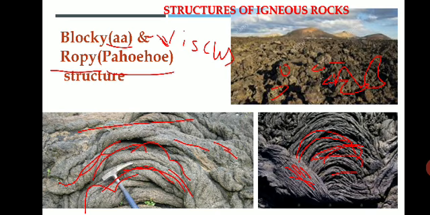And blocky and ropey structure. Blocky structure is commonly shown by the lava which is acidic in composition, the lava which is highly viscous, which cannot flow for a greater distance. After cooling or solidification, the surface of such lava is covered with very rough jagged angular blocks of all dimensions, and that is called the blocky or simply AA structure, and it is characteristic of viscous lava. Whereas the basic lava is very mobile because it has low viscosity, such lava can flow for a greater distance, and while cooling, it results in smooth, highly glazed surfaces, and they exhibit wrinkles, and it looks like rope. So it is called ropey structure.